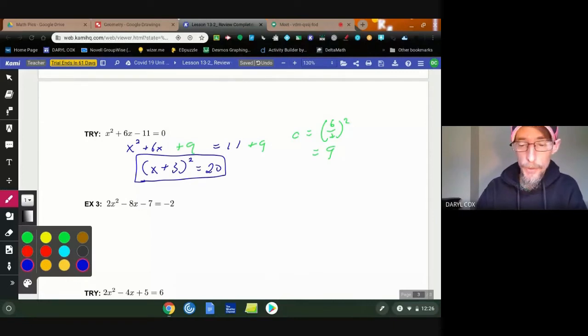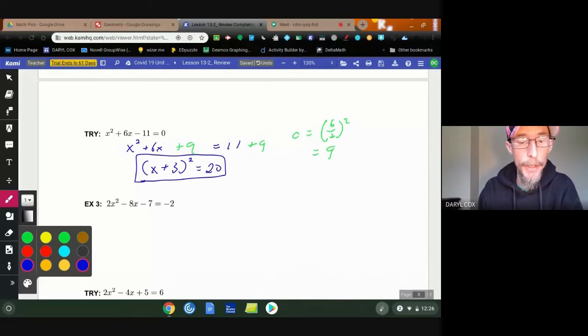Okay, so here's how you should have done this problem. You should have gotten all your things into one side. I went ahead and did it, and here's your answer. So I moved my 11 to one side. I found my c term by doing 6 over 2 squared. So 6 over 2 is 3. 3 squared is 9. Add 9 to both sides.